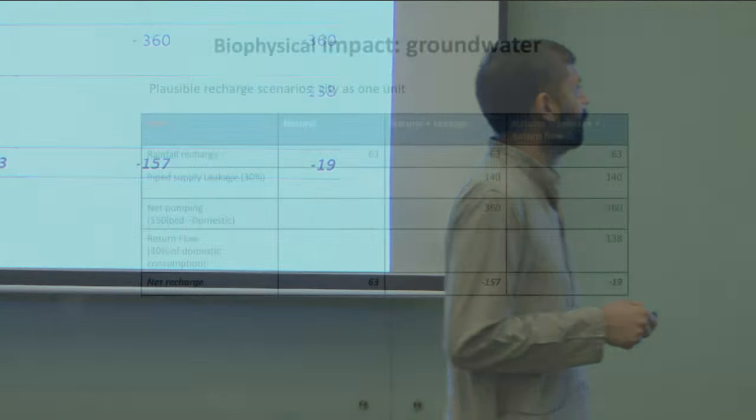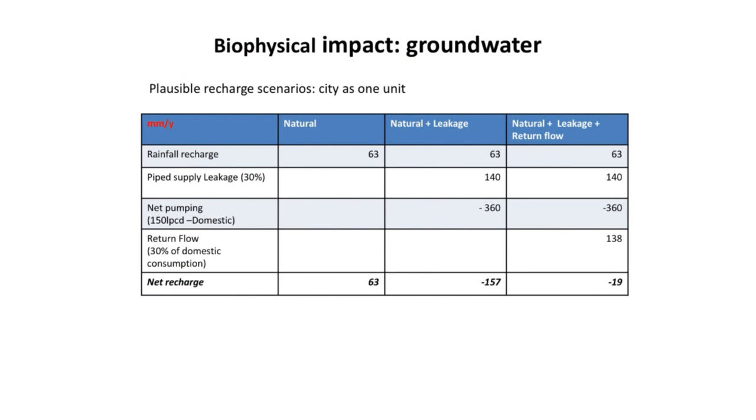So consider the quote unquote natural state, right, without people, and I'm going to convert all of these things into millimeter per year. So rainfall recharge is 63 millimeters per year. If you netted out all of the things that you see here, you get a net recharge of 63 mm per year. So that's your baseline case.